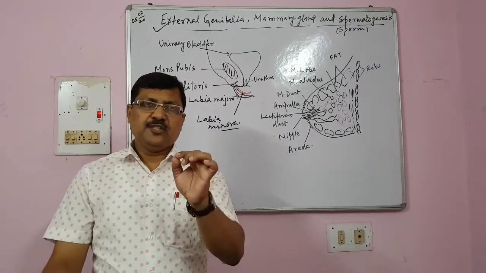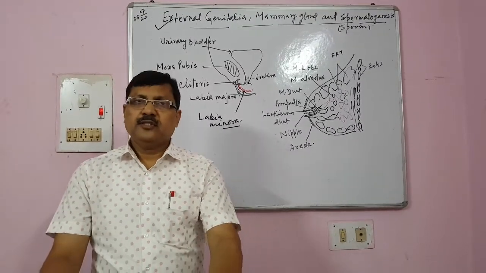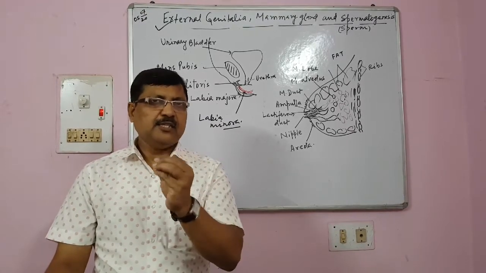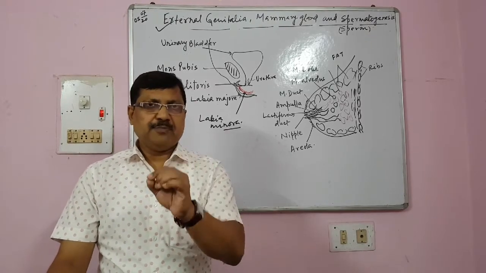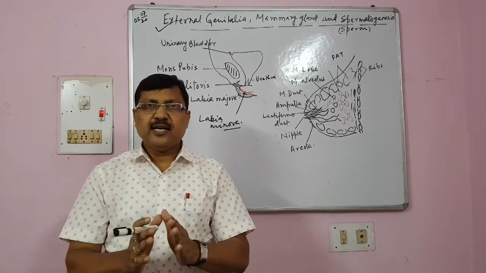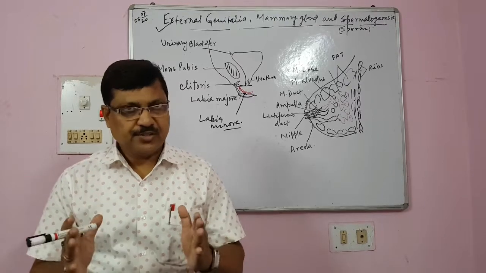Students, in this video we will discuss human reproduction, and this is the part 3 video of this chapter. In this chapter we will discuss the external genitalia, mammary gland and spermatogenesis.